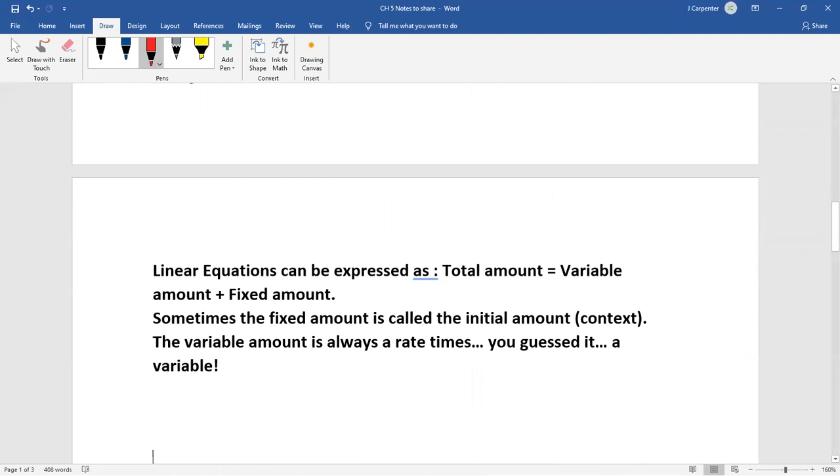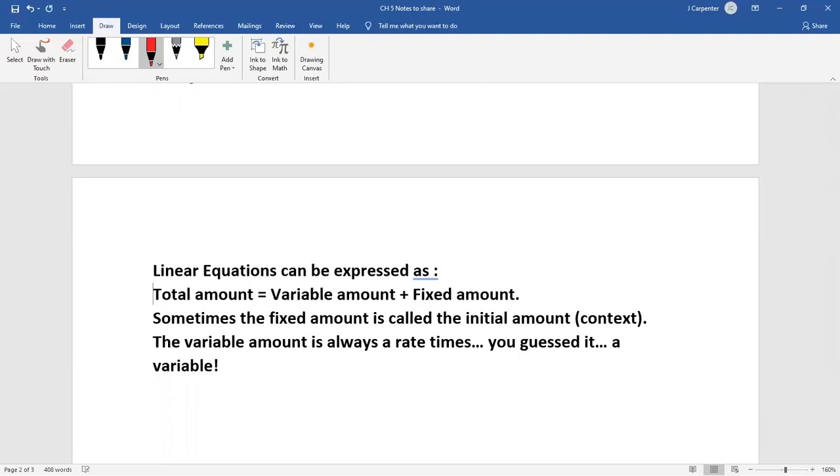Linear equation. So the equation that would make that picture that's a line can be expressed, words are hard. Linear equations can be expressed as some total amount is the variable amount plus a fixed amount. Let me put that on the same line. It's a variable amount, which was us taking the number of minutes times 5 cents per minute, then plus the fixed amount, which was us adding the $20 flat fee every month.